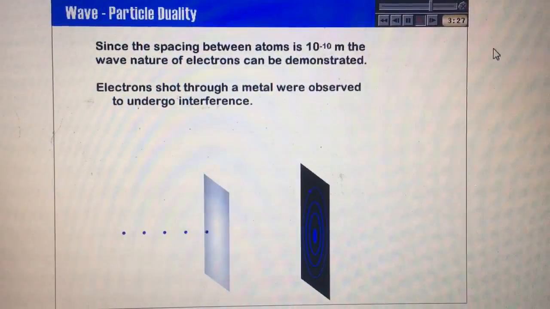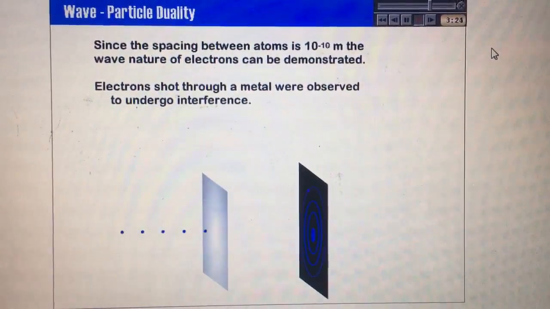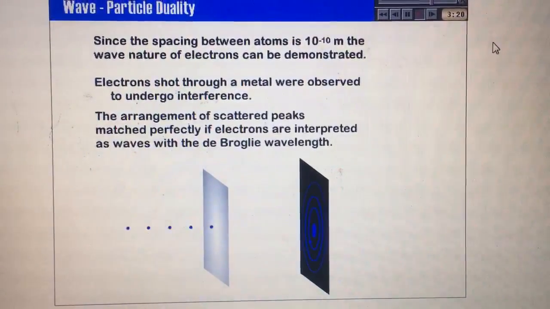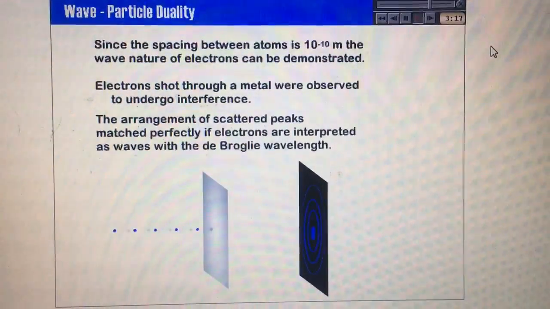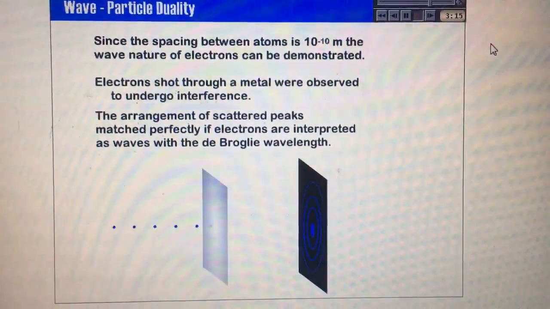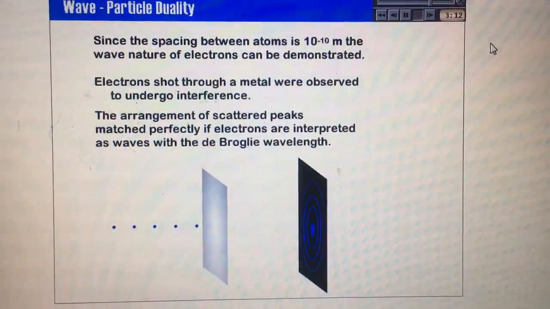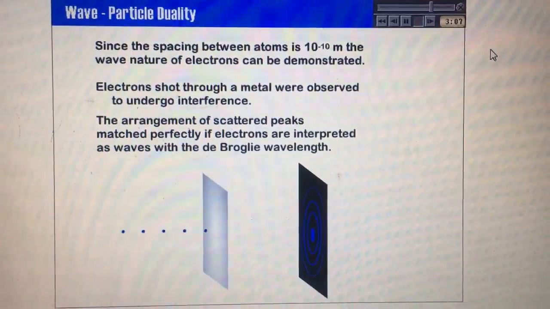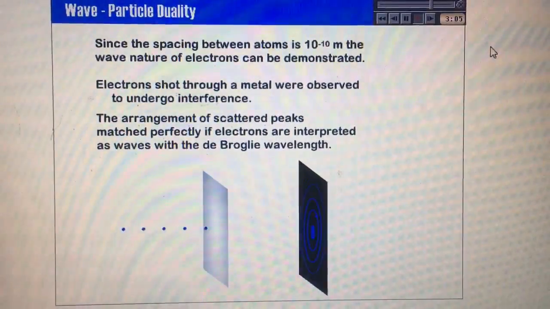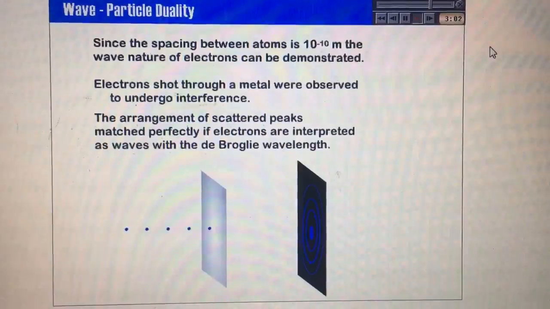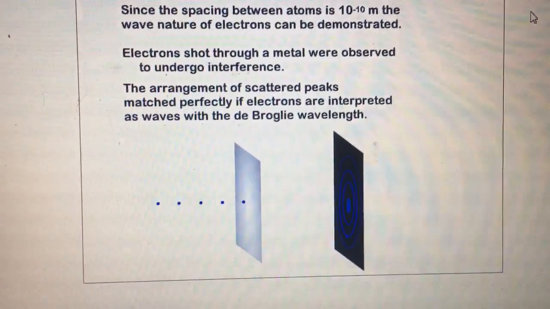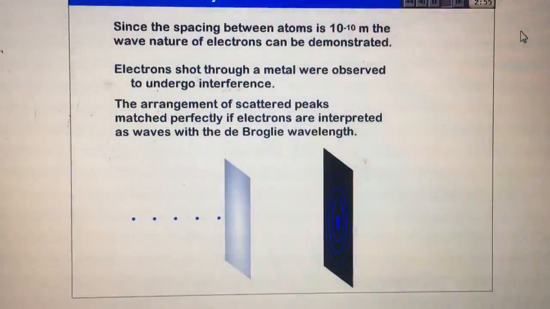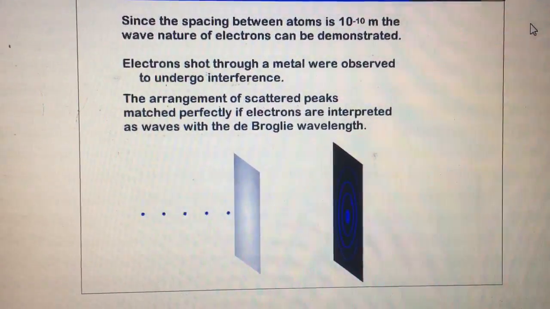So what we see here is electrons, which we often think of as particles, can also be thought of as waves. Now, the experiment confirmed de Broglie's idea that the arrangement of the scattered peaks matched perfectly if the electrons are interpreted as waves with the de Broglie wavelength. So it's dependent upon their momentum. The thing to notice here is that each electron hits separately on the screen as we observe it. We only see one hit at a time. However, where the hit is depends upon the wave nature. So it's not a continuous pattern. This is an accumulation of several hits of electrons.